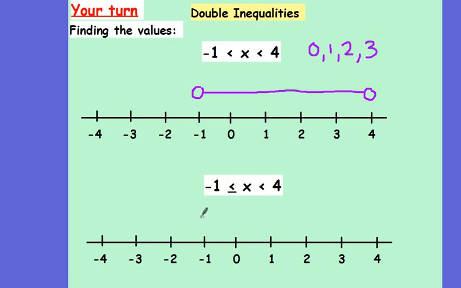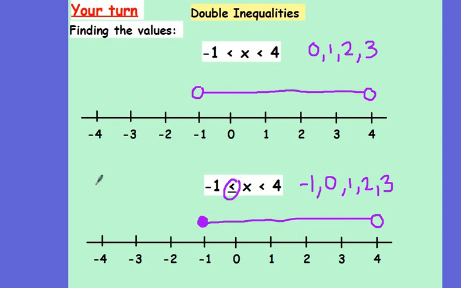For the second question, I've got a less than or equal to, so I can fill that one in. I still need an empty circle on my 4. If I join those two up, I now know that x could be -1, 0, 1, 2, or 3. We can now include -1 because we've got this less than or equal to sign in there.